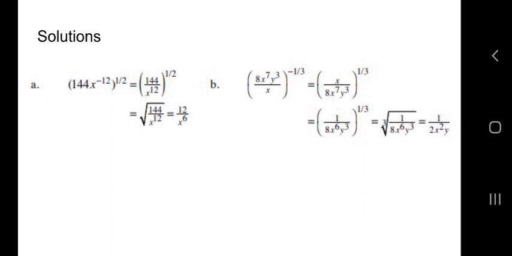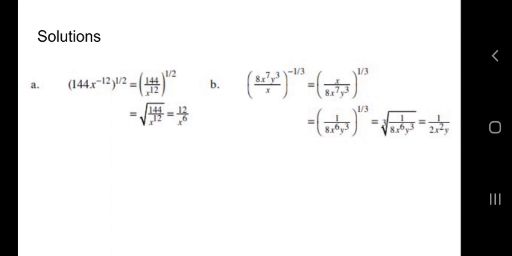Alright, hopefully you had a chance to work these out. We have 144 times x to the negative 12, raised to the 1/2 power. One of the rules says that if we have two numbers multiplied and we're taking the product to a power, then we distribute the 1/2 to both terms. However, remember when we said that if there's a negative exponent, we can kick it down to the denominator? That's perfectly fine. So we can actually do that instead.